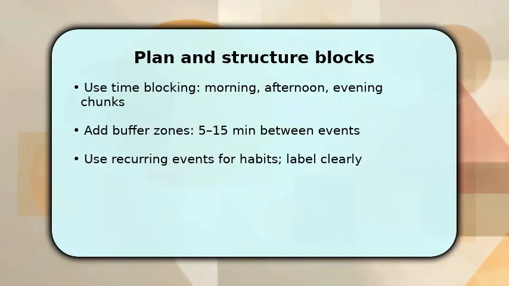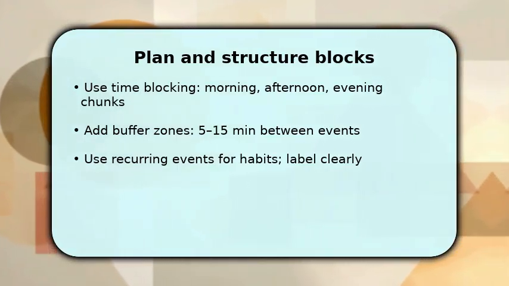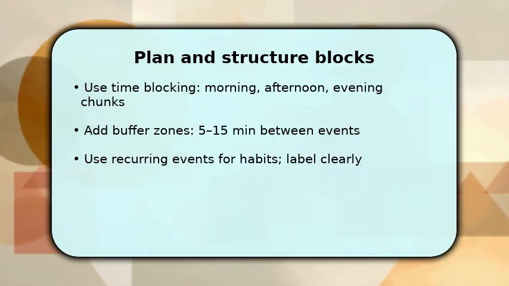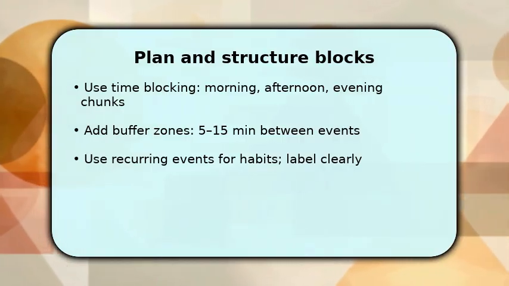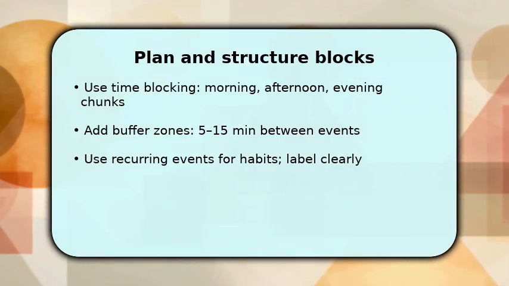Next, build predictable structure using time blocking. Create morning, afternoon, and evening chunks and put the most demanding tasks into your high-energy blocks. Add 5 to 15-minute buffer zones between events so transitions don't derail you. Once set, buffers reduce rushing and decision overload.